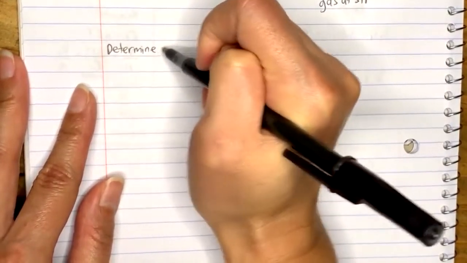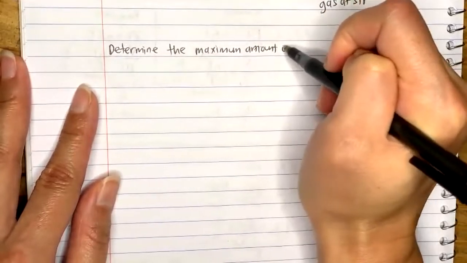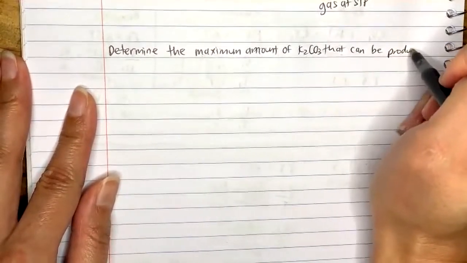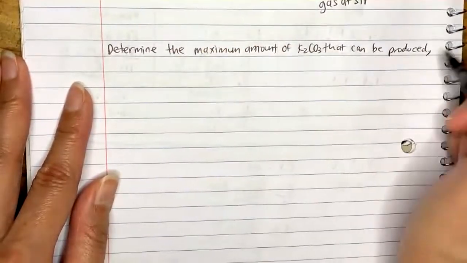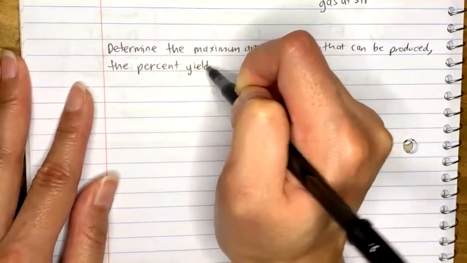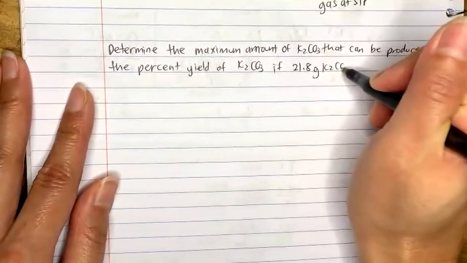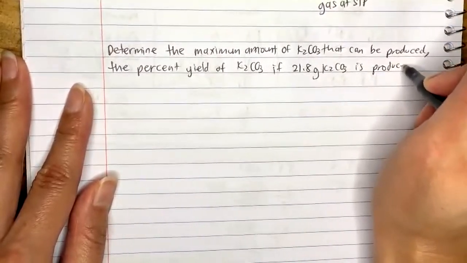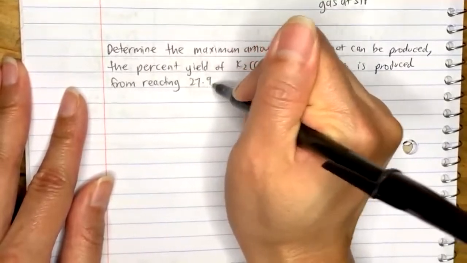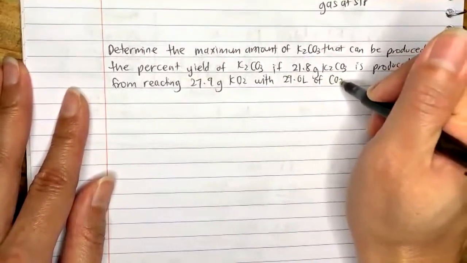Determine the maximum amount of K2CO3 that can be produced, and the percent yield of K2CO3 if 21.8 grams K2CO3 is produced from reacting 27.9 grams of KO2 with 29.0 liters of CO2 at STP.